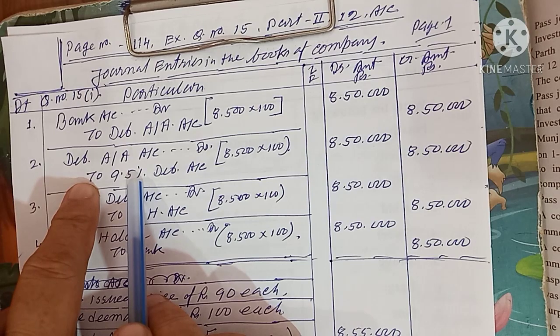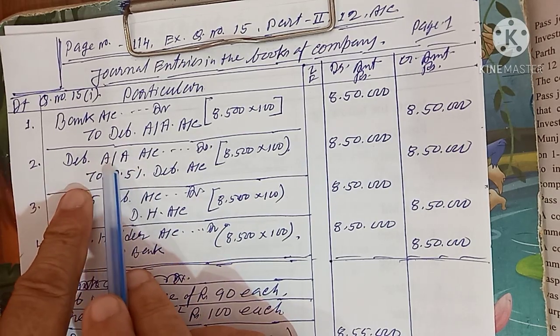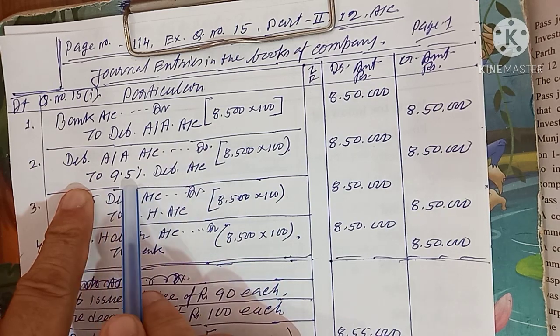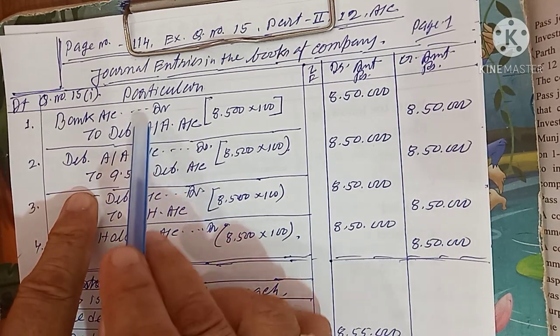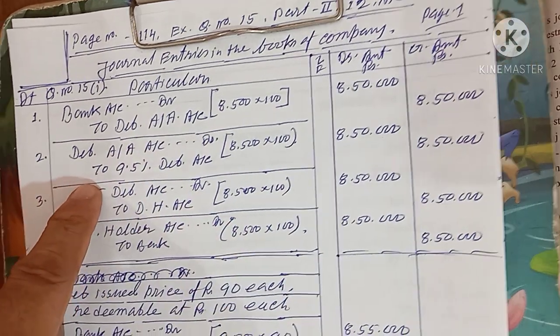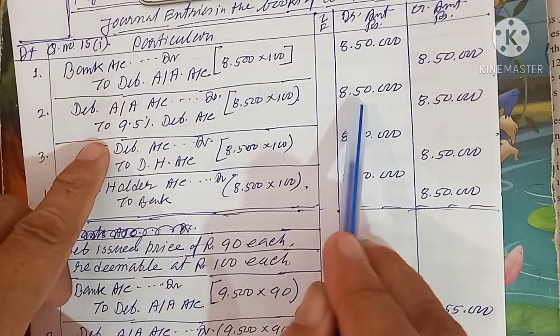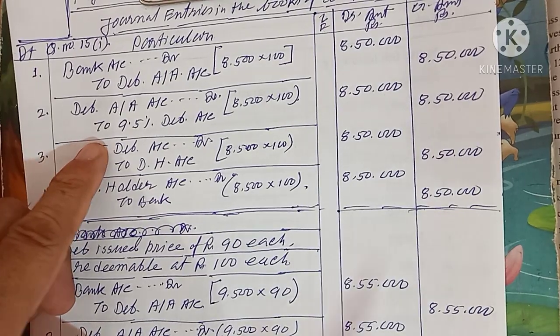The next journal: that amount you have to transfer to the debentures account. So Debenture Application and Allotment account debit to 9.5% Debenture account. That amount you transferred. So this is the receiving entry, this is the transferring entry. Debenture Application and Allotment account debit to 9.5% Debenture account, the same amount, because the same amount you are taking and the same amount you are collecting.